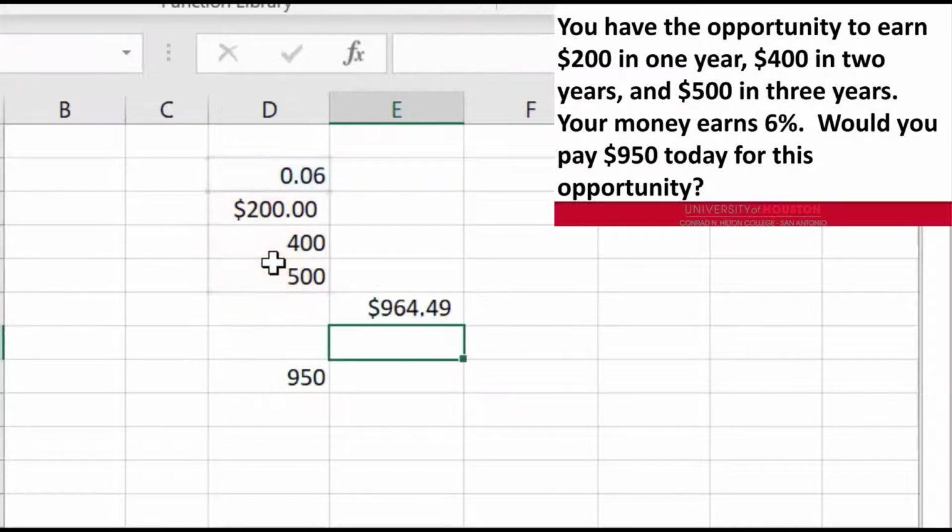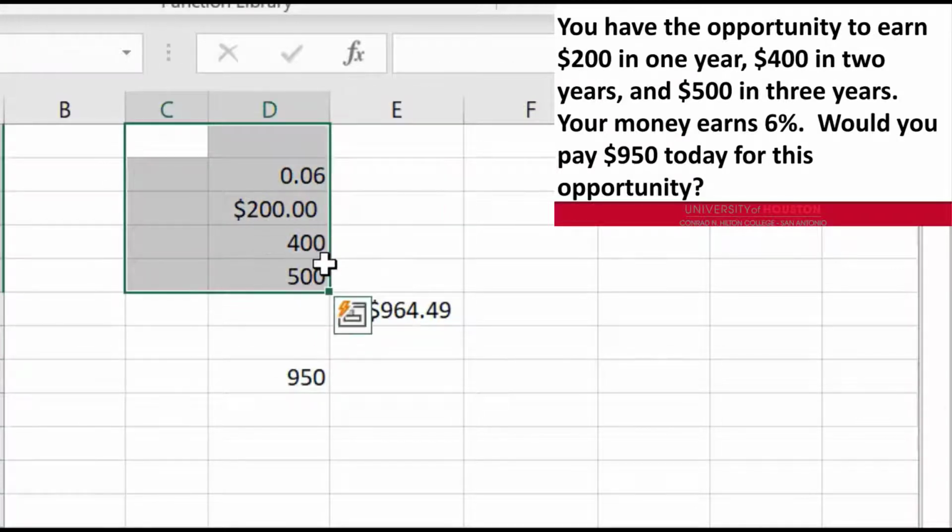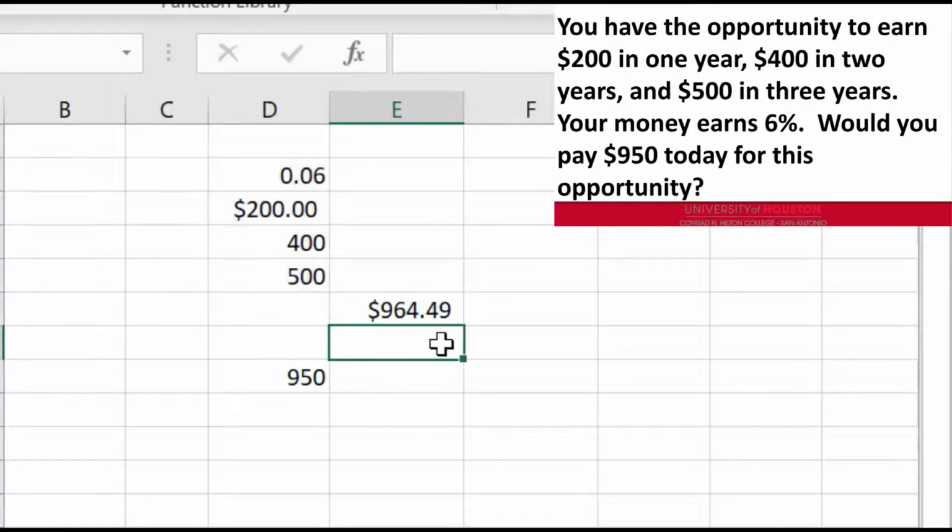I can now hit enter, and I get that this uneven income stream right here is worth $964.49 in today's dollars. I would rather have $964.49 than $950, so I would pay $950 today in order to get that opportunity because it's worth more than $950.